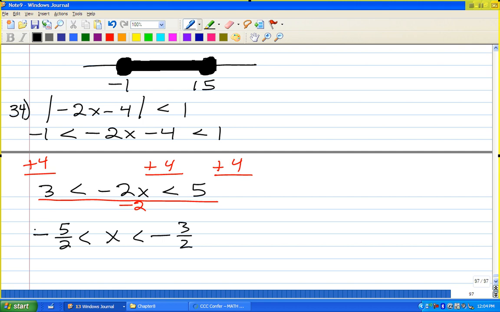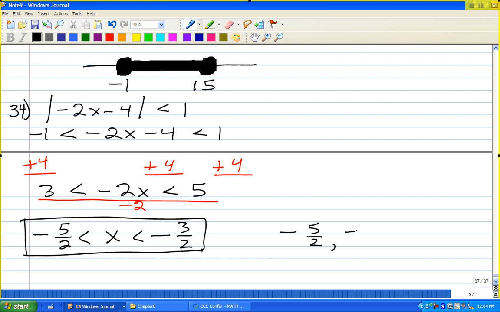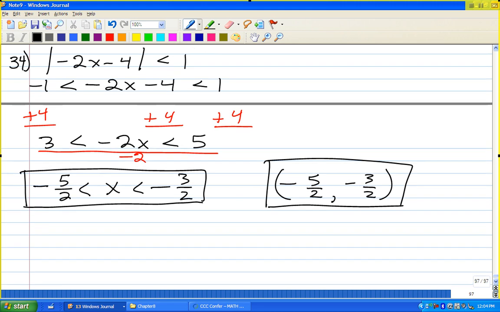And so this is the open interval from negative 5 halves to negative 3 halves. I include everything in between, but I do not include the endpoints.